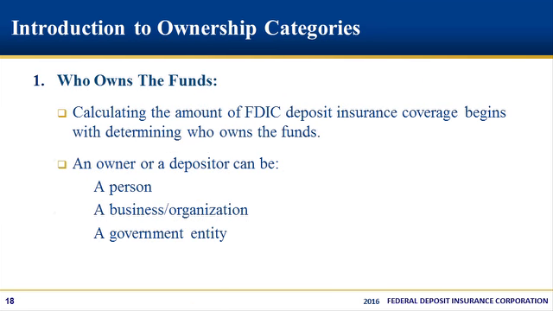Perhaps the single most important question to answer in calculating FDIC deposit insurance coverage is, who owns the funds? The answer to this question is critical because both the amount and the method for calculating FDIC deposit insurance coverage is based on the ownership of the deposit funds. As we noted previously, an owner or a depositor can be a person, a business organization, or a government entity. Establishing the ownership of the deposit funds is essential prior to determining which ownership category the depositor may be eligible to use.